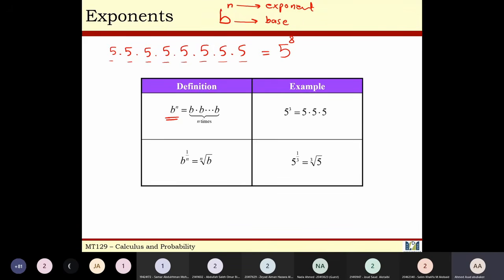Okay. Now look at this, 5 to the power 3. This does not mean 5 multiply 3. No. This is 5 multiply 5 multiply 5. Okay. Also, if we have, for example, 1 over 2 to the power 4, this means 1 over 2 multiply 1 over 2 multiply 1 over 2 multiply 1 over 2. Okay.